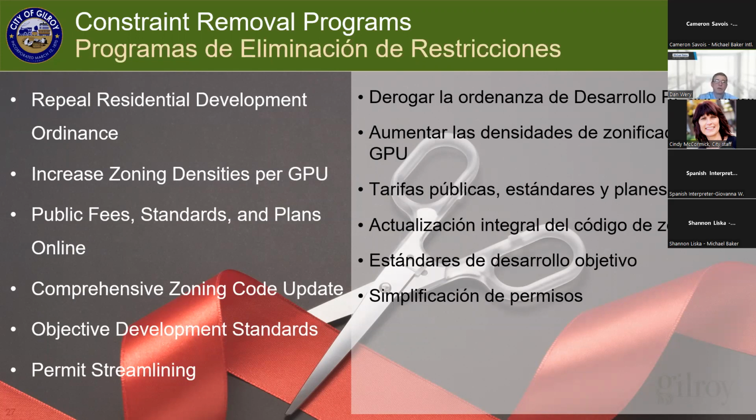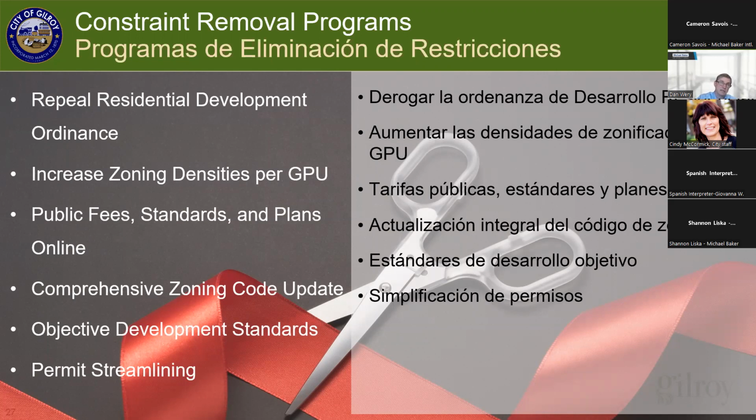As I mentioned, the comprehensive zone update is currently underway, and that will, one, make sure that it implements the new general plan. So again, as we talked about, increasing those densities for some of those zones consistent with the general plan. And then objective development standards. That's a big one. A lot of old codes have a lot of subjective language. Things need to be compatible and similar and in the same character. Those are all very difficult terms to judge.